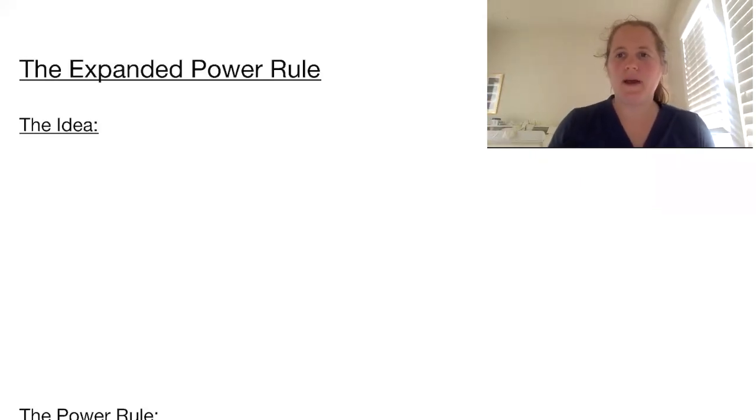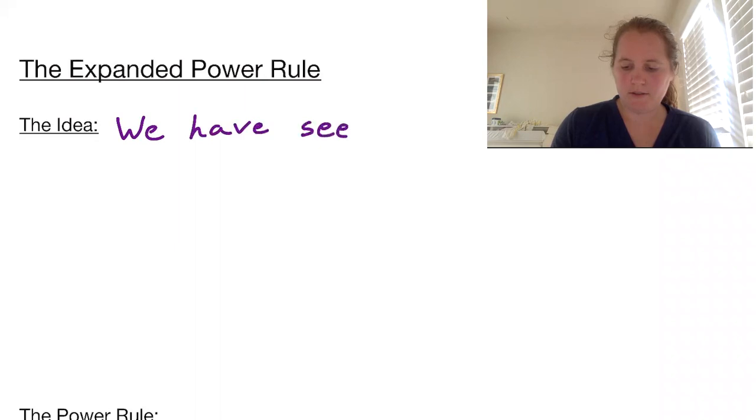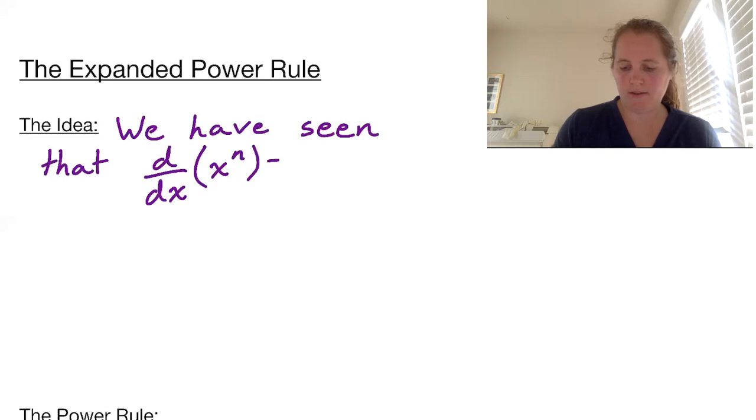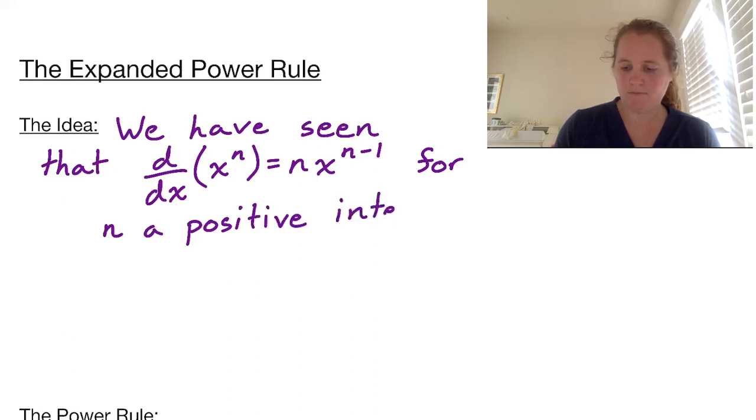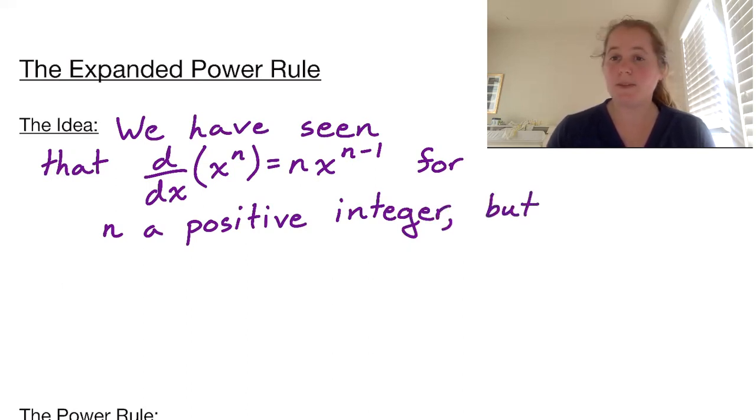Welcome to the expanded power rule. So the idea here is we have looked at positive integer powers, right? So let me switch colors. We have seen that the derivative of x to the n equals n times x to the n minus 1 for n positive integer. But the question is, what happens with negative exponents?